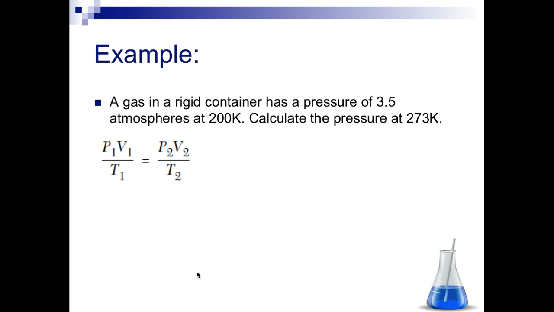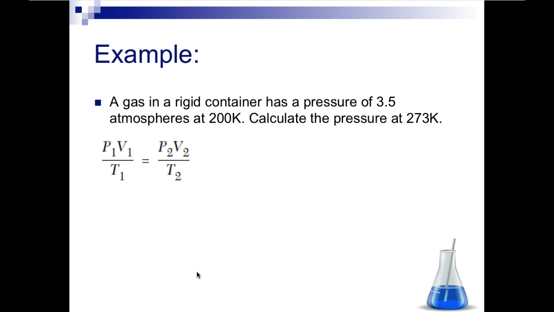So let's look at this example. A gas in a rigid container has a pressure of 3.5 atmospheres at 200 Kelvin. What is the pressure at 273 degrees Kelvin? Well, our temperatures are in Kelvin already, so we don't need to do any converting.